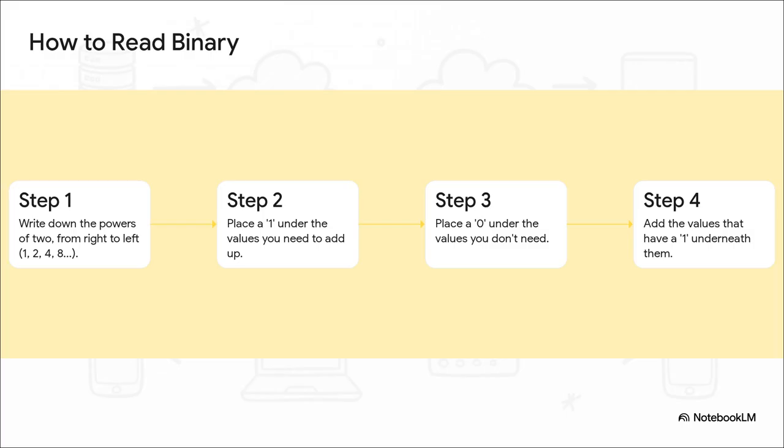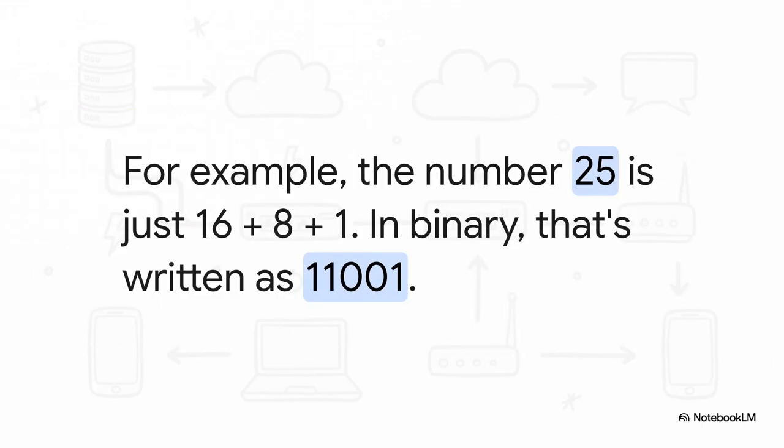So how in the world do you turn a string of ones and zeros into a number that we can actually understand? Well, it's all about position. Each spot in that 8-bit byte stands for a power of 2. You start with 1 on the far right, and then it just doubles as you go left. All you have to do is add up the values wherever you see a 1. That's the secret sauce.